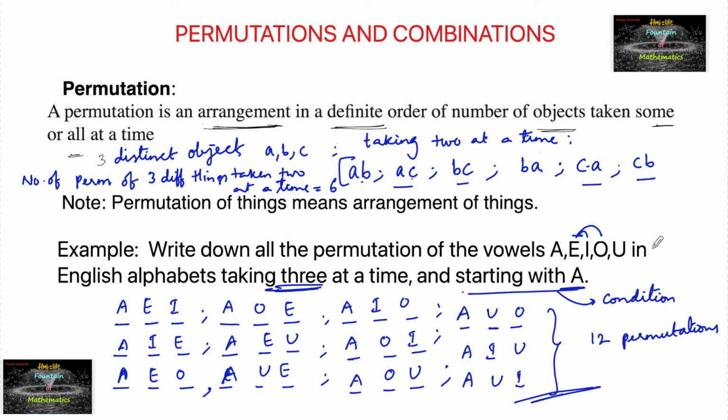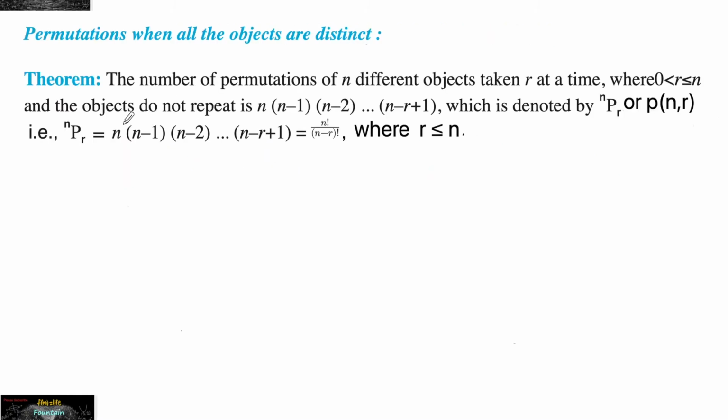Now let us continue with the next topic: permutations when all the objects are distinct. Let's see the theorem. The number of permutations of n different objects taken r at a time, where 0 is less than r, which is less than or equal to n. So let's consider they are positive integers.